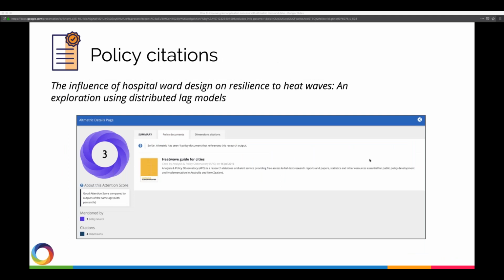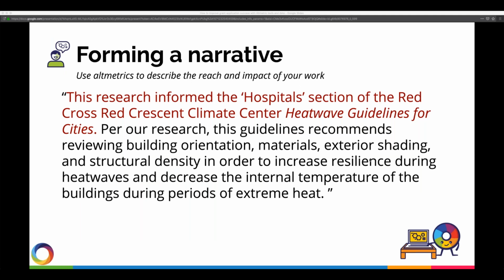So here's one final example from the field of environment and building design. Again, we see that this paper doesn't really have a lot of attention online. It's only been cited 4 times, but it's been cited in the heat wave guideline for cities that's been published by Red Cross Red Crescent Climate Center. So this is how we could form a narrative about this research impact. This particular policy document is likely widely read and highly influential worldwide as cities are now grappling with climate change. And so this points to an important potential impact for this paper.